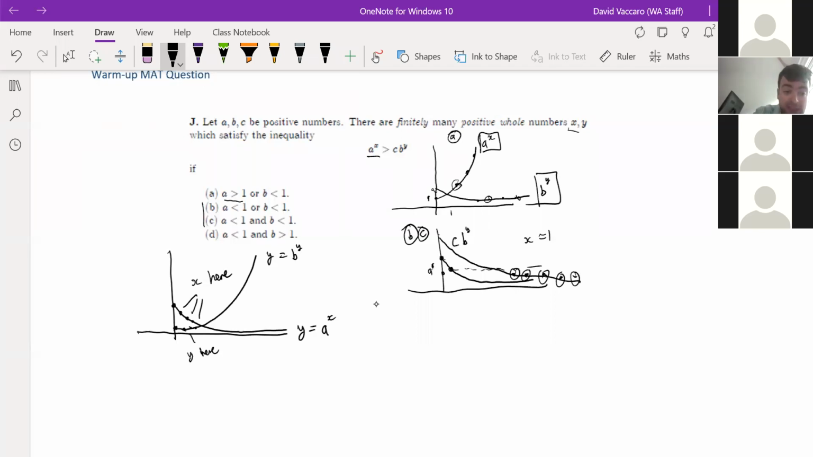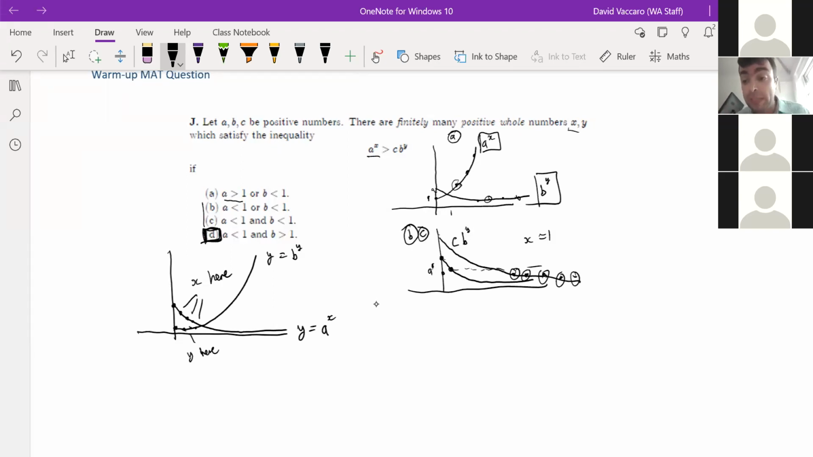Okay, so in picture D, the a to the x function is decreasing, so is eventually small. The b to the y function is increasing, so is eventually big. So for large enough x and large enough y, the y equals a to the x function will be beneath the y equals b to the y function. Now, people were very quiet in the chat, so I can't even say well done if you put it into the chat. But the correct answer for this one is part D.